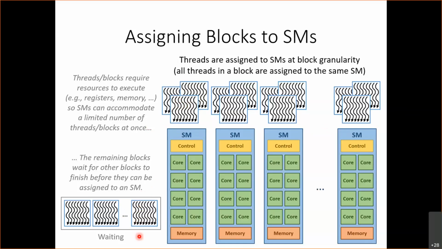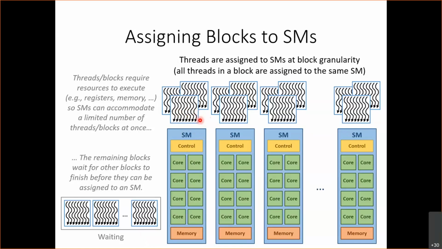Yes, doctor, when you say the block is assigned to an SM, is the block itself assigned to one core of the SM, or are the threads divided over the cores? No, the thread block is assigned to the SM. How these threads execute on the cores is something I will talk about shortly.